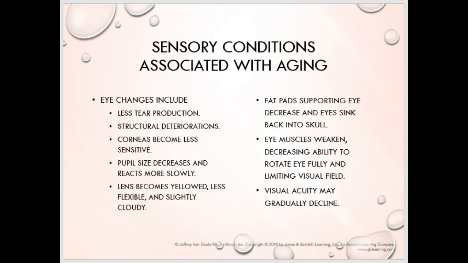That can actually deteriorate, and you'll see people as they get elderly, their eyes seem to sink back into their skull. The extraocular eye muscles will weaken and they can't move the eyes as well, and we already know about visual acuity going downhill, unfortunately.